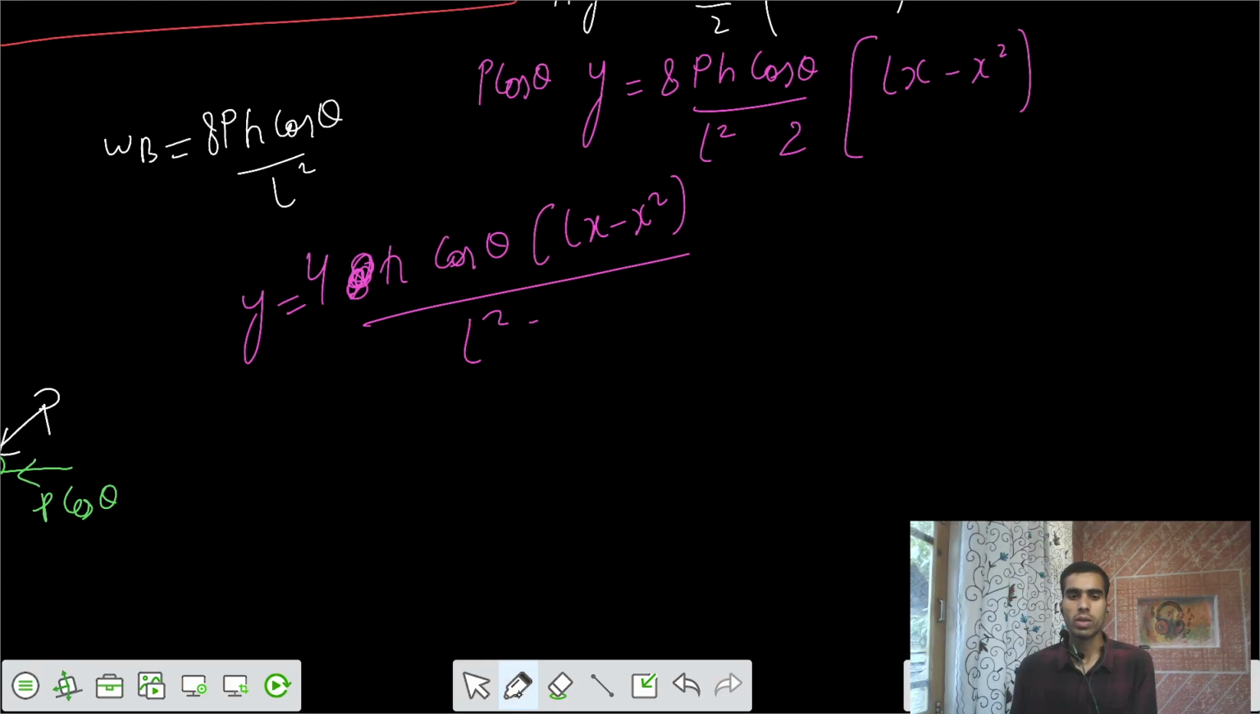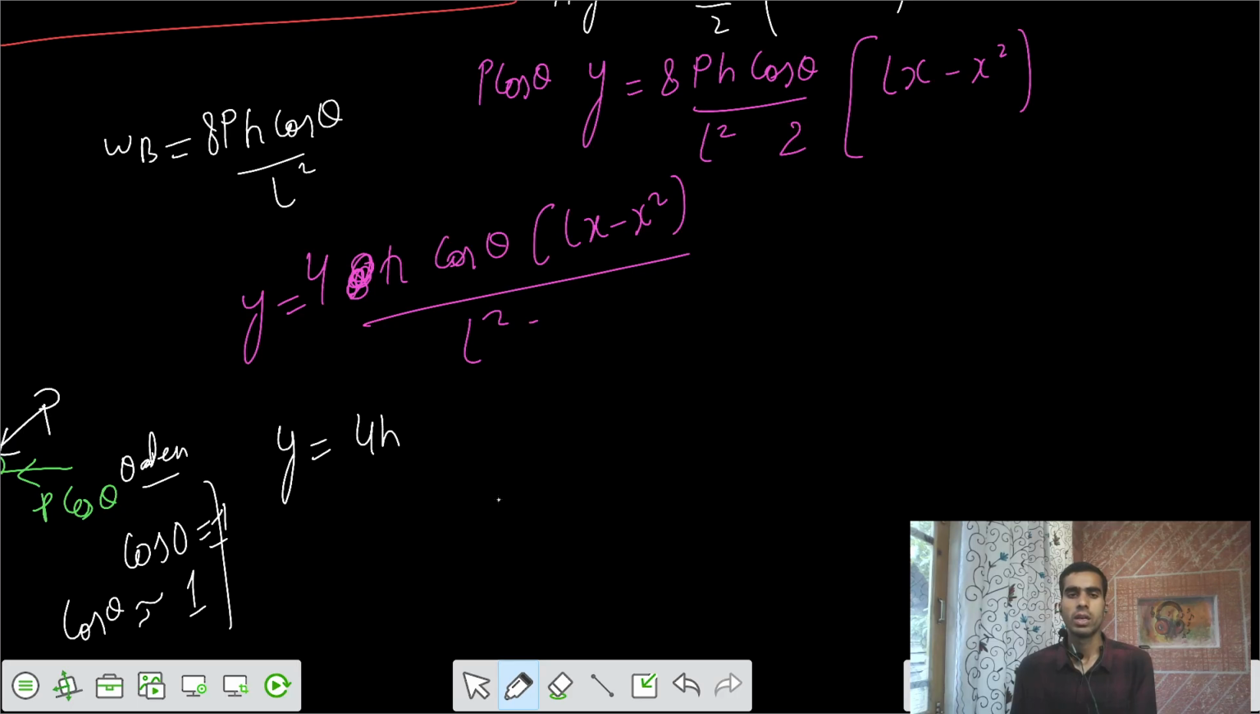If the theta value is very small, that means cos theta can be replaced by almost 1, because your theta is almost negligible. So we can say Y equals 4H (LX minus X square) divided by L square.